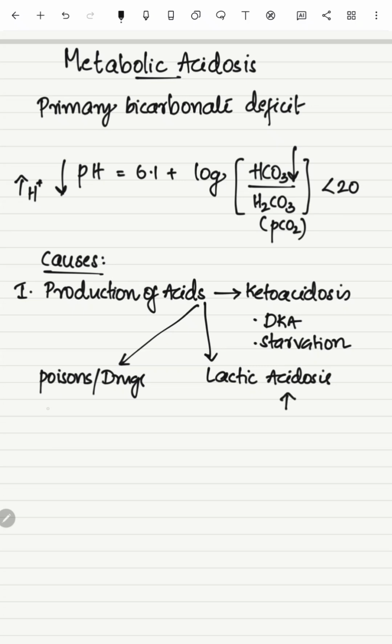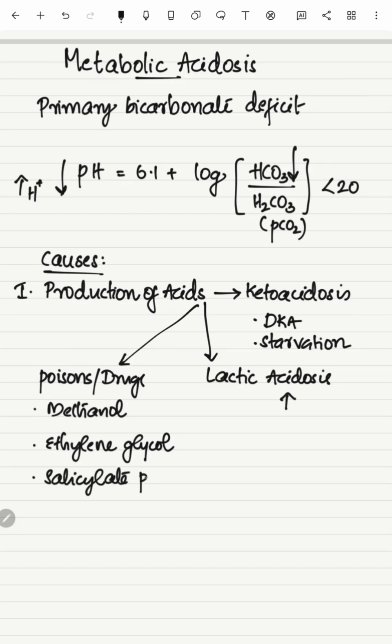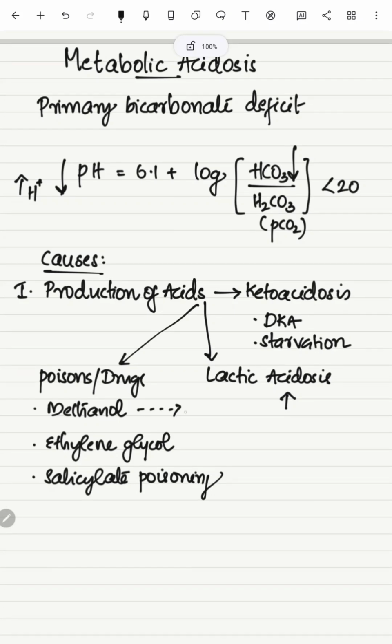Lactic acidosis: the rate of production exceeds the rate of consumption. What are the poisons involved? Methanol, ethylene glycol, and salicylate poisoning. So the metabolism of methanol can produce formic acid in our body, which leads to increased production of acids. Now ethylene glycol, on metabolizing, is converted to glyoxylic acid and oxalic acid.